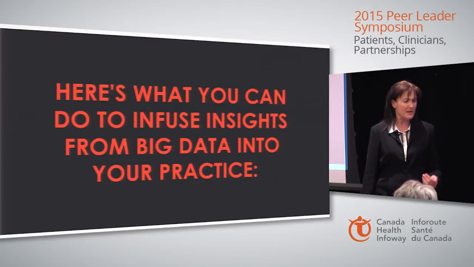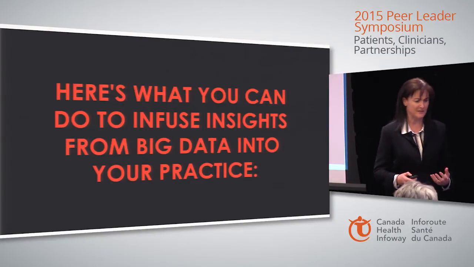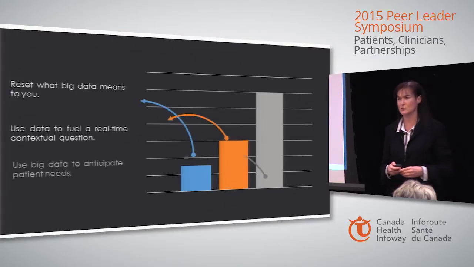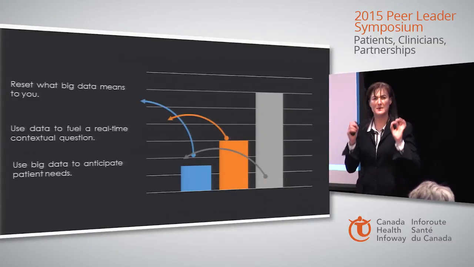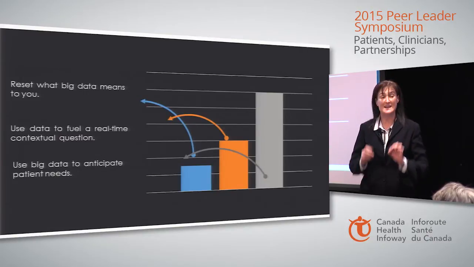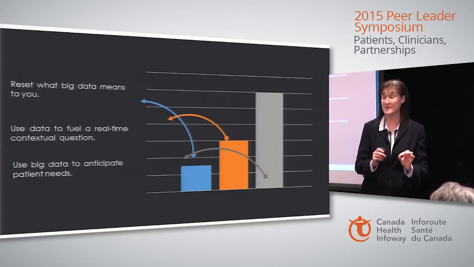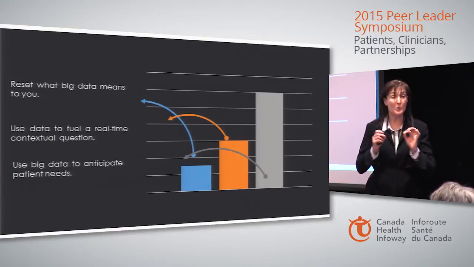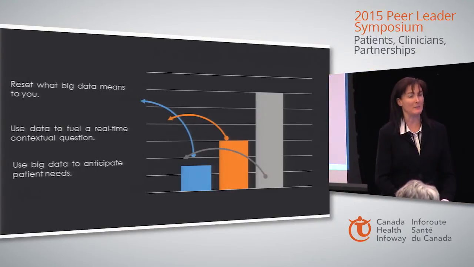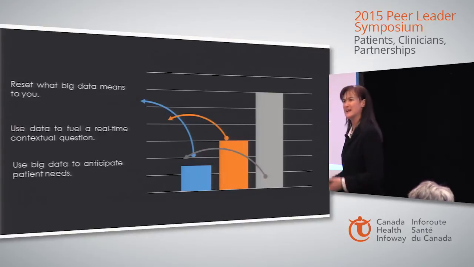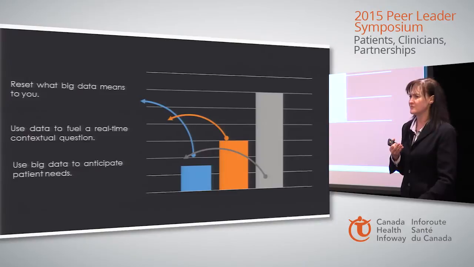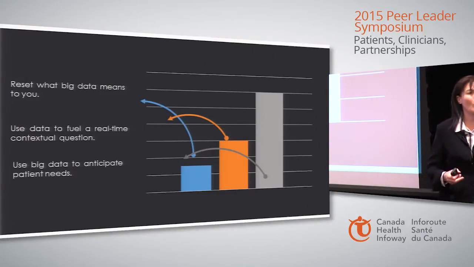So here's what you can do to actually infuse some of these insights from big data into your practice. There's really three things that you need to do. Remember what I explained to you, that big data has to be able to lead to a differential change within your organization. It has to provide you with insights about something that you never knew before. What you have to do is start at the bottom and say, what do I want to know about my patients? What do I want to know that I don't know? And then work backwards and figure out the type of data that you need. But start at the question.